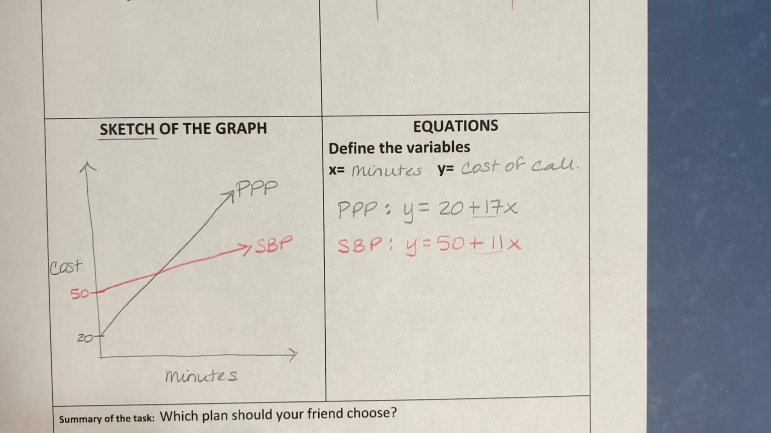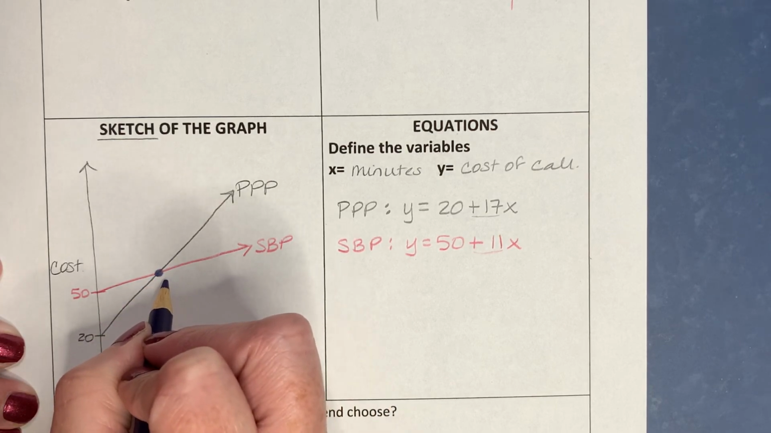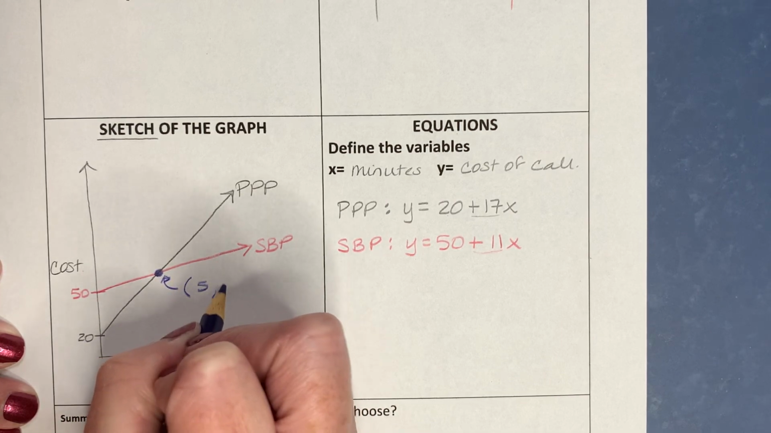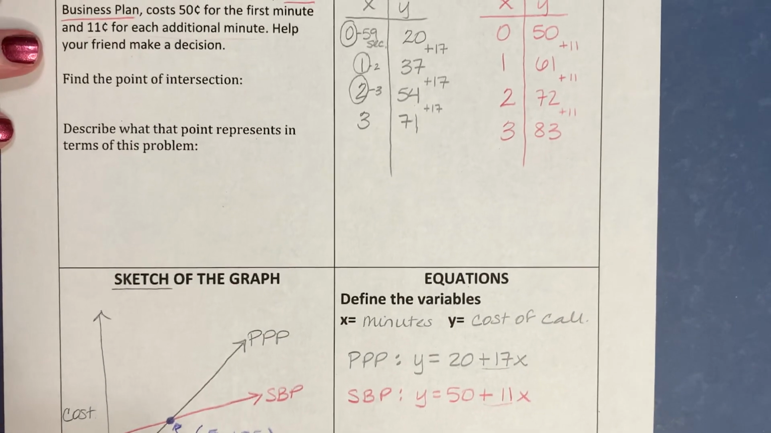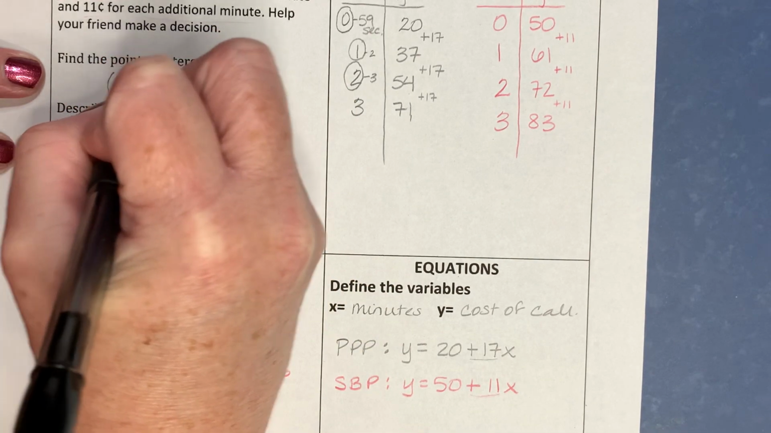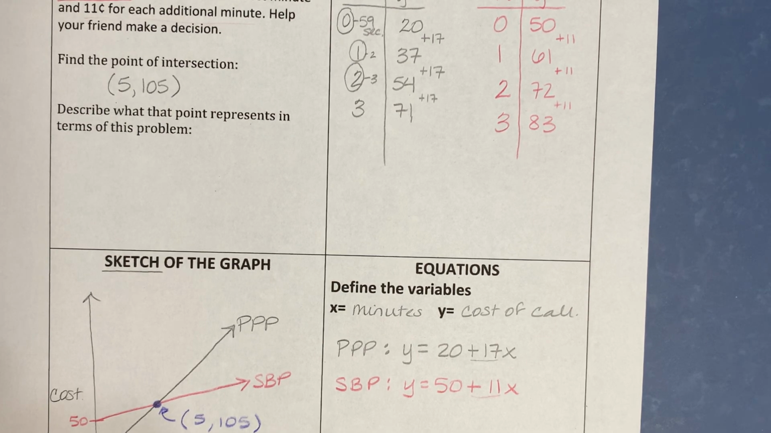So when we put these in Desmos and we looked for where they cross, we see their point of intersection right here. And on Desmos, we could identify that that point was 5,105. That's where they cross. So let's go ahead and look back up here for a moment. We've got 5,105. What's the point of intersection? 5,105. Well, what does this point represent in terms of the problem?